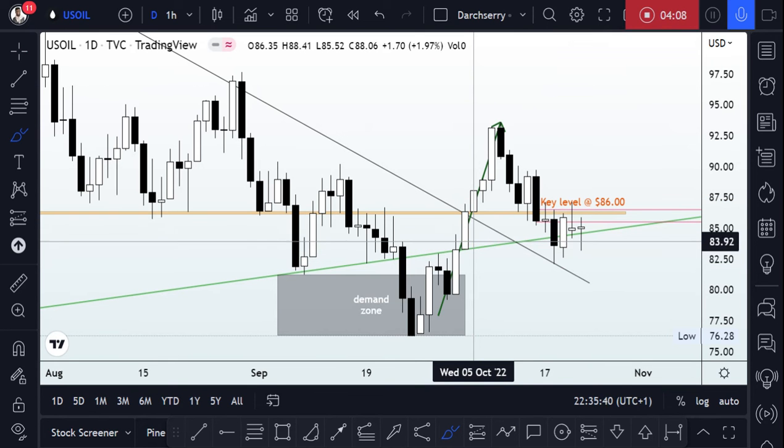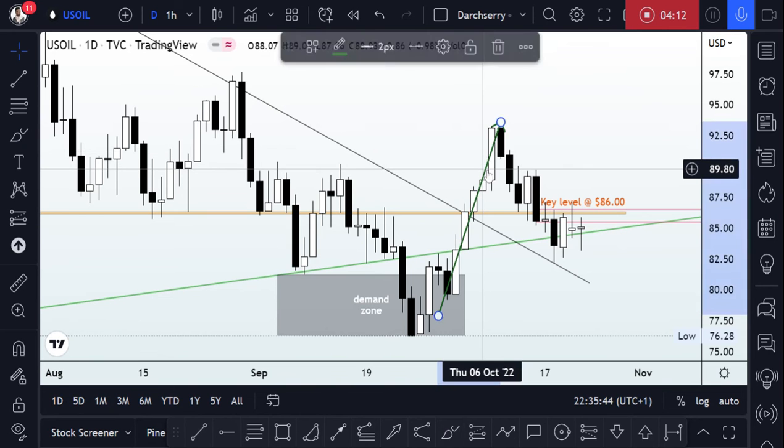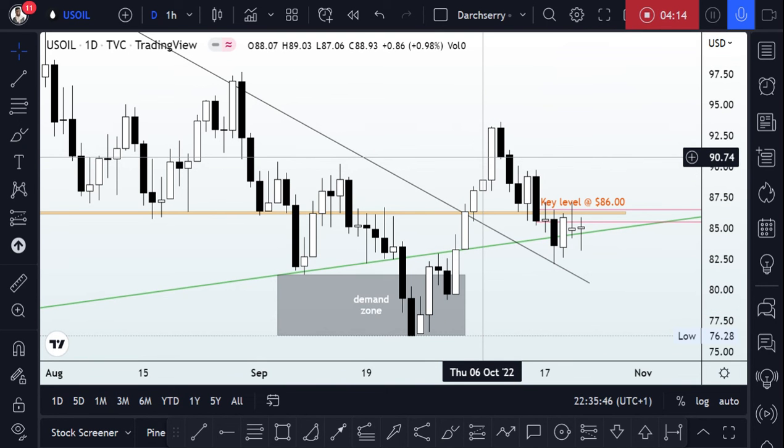And if you remember vividly, you will know that this impulsive move was as a result of the OPEC Plus meeting, which took place I think 3 weeks ago, where they decided to cut oil production. And from that event, participants in this market have been expecting that bullish momentum to happen.